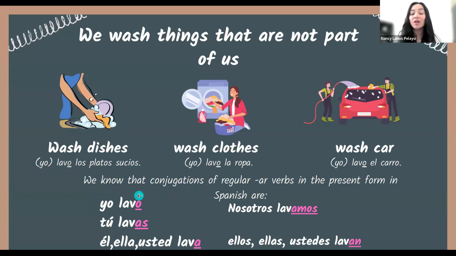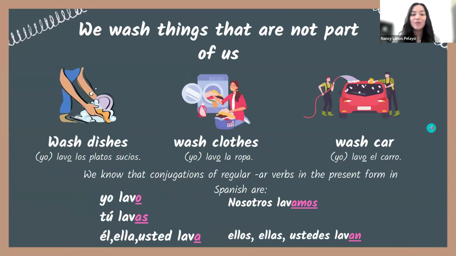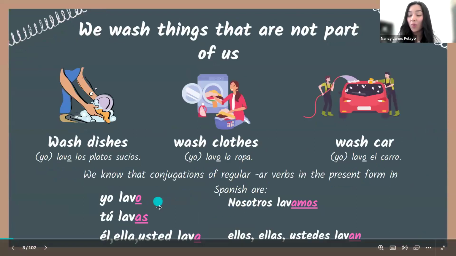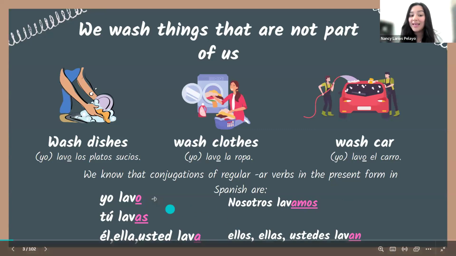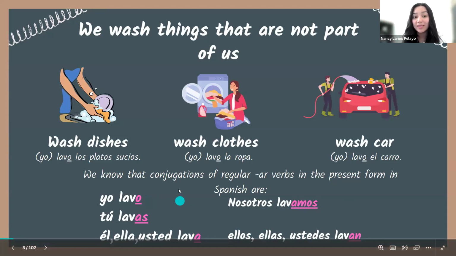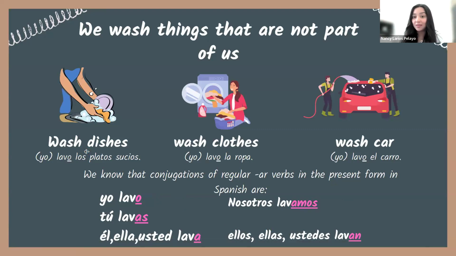Excelente. So we know the conjugations of AR verbs because we know that lavar, it's an AR verb, right? We know that these have endings of o, as, a, amos, an, right? So remember when we identify the verb AR, ER, IR, right? We drop the AR ending and then we plug in these new endings, right? So that is what we're basically doing when we're saying that we wash certain things that are not part of us, that are not attached to us, right? Like los platos sucios, right? The dirty dishes, la ropa, el carro, things that are not part of our body.